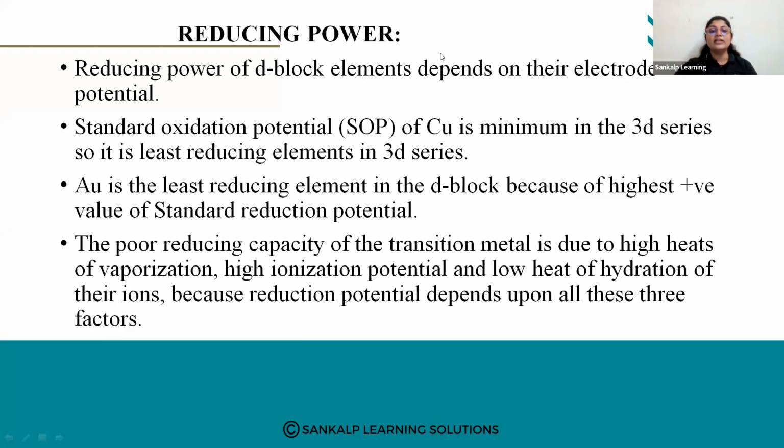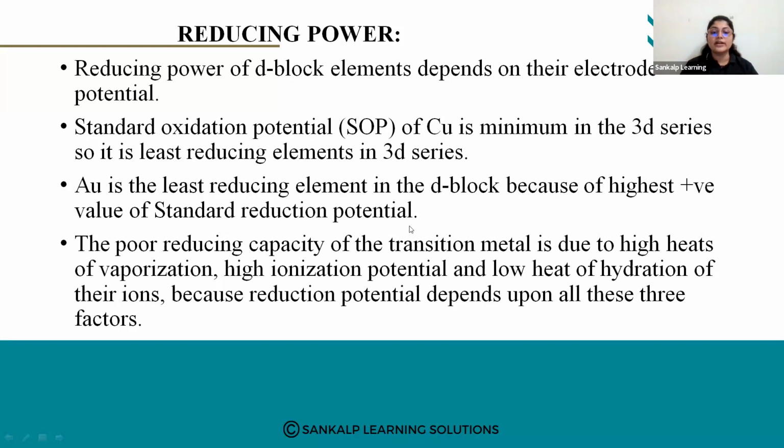Copper will have the least reducing value in the 3d series, and Au, that is gold, is the least reducing element in the d block because it has the highest positive value of standard reduction potential. If you see the electrode potential series, you can see the different values of different elements. Based on standard reduction potential, it has the highest value, so because of this character it is the least reducing element.